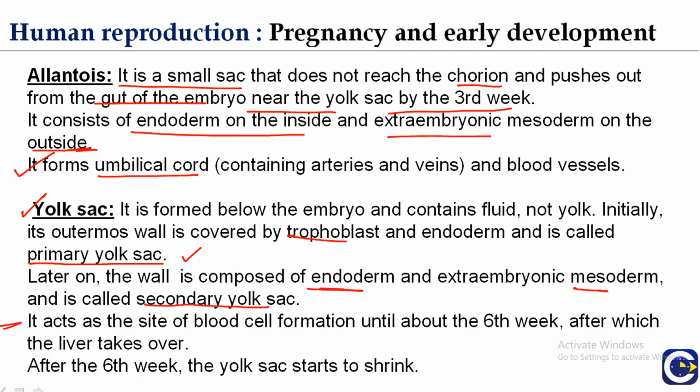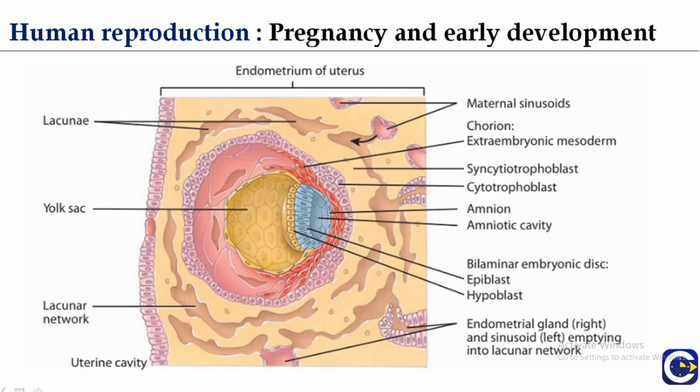Yolk sac, why is it important? It acts as a site of blood cell formation until about the 6th week, after which the liver takes over. And after the 6th week of pregnancy, during the development of the fetus, the yolk sac starts shrinking. So this is the structure which is formed later on during the process of gastrulation.